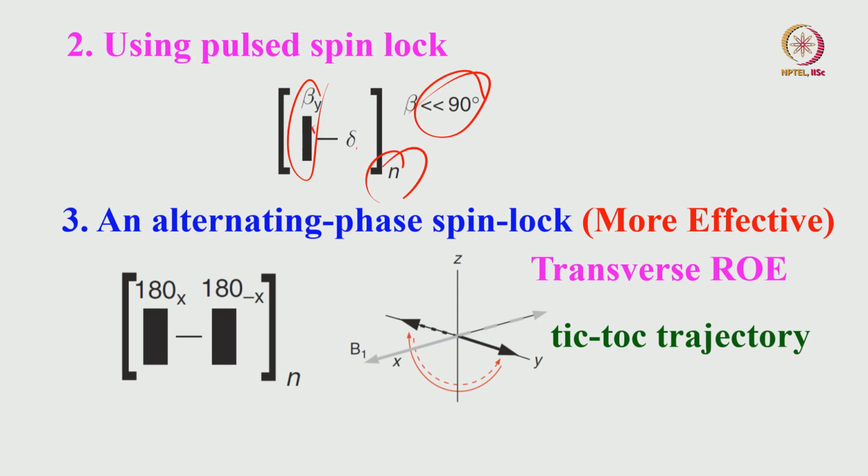That can also help. Alternately, you can apply what is called an alternating phase spin lock like this: 180 plus x, 180 minus x, like that. You repeat it n times like here.